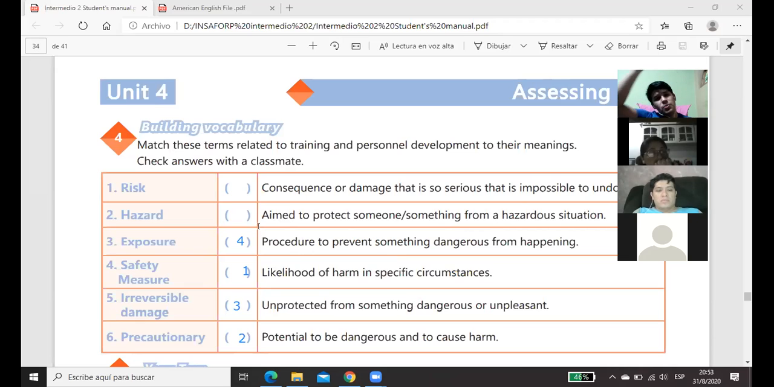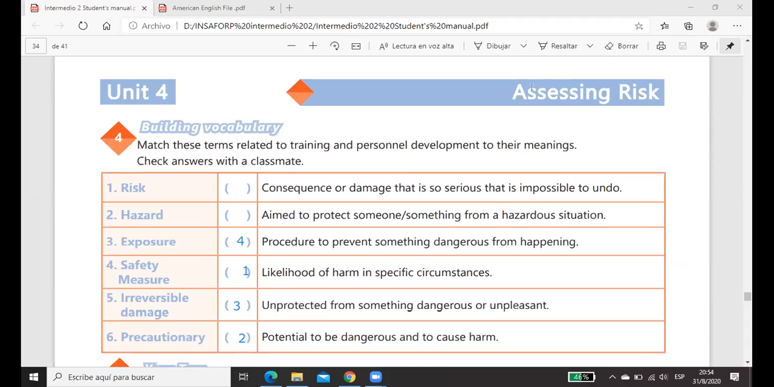So where were we? Oh, yes. Now, what's an irreversible damage, Jonathan? What is this? It's a consequence or damage so serious that it's impossible to undo. So it's a damage that's very, very serious. Yes, that's it. It's very serious and it's impossible to change it.